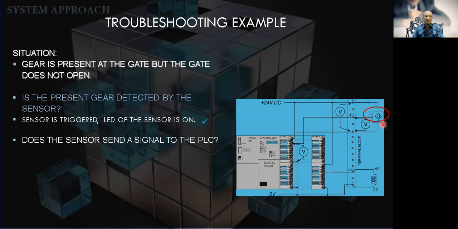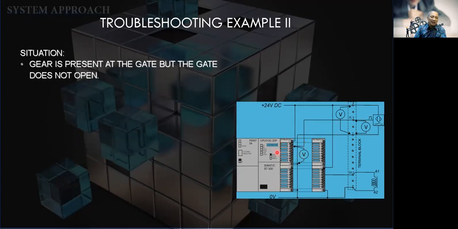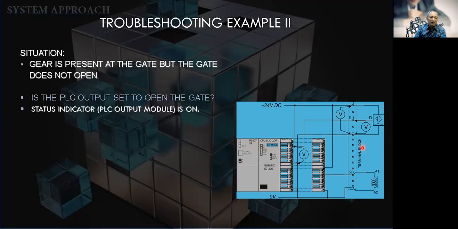So the gear is there, and the sensor is on. And then, okay, does the sensor send the signal to the PLC? Because it must send the signal to the PLC. Yes, the status indicator is on in the PLC here. Okay, so the sensor is okay, and the signal is received in the PLC. And the next thing, is the PLC output set to open the gate? So does the PLC output tell the solenoid to open the gate? So let's check.